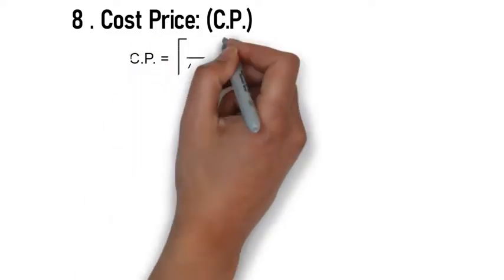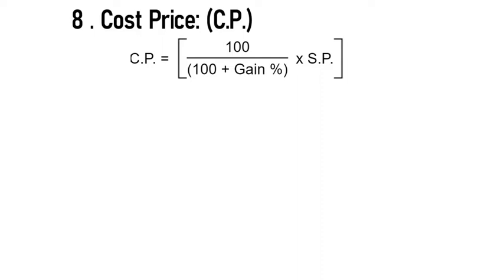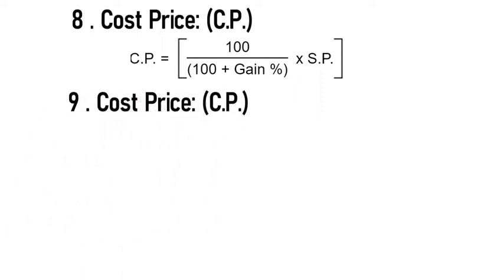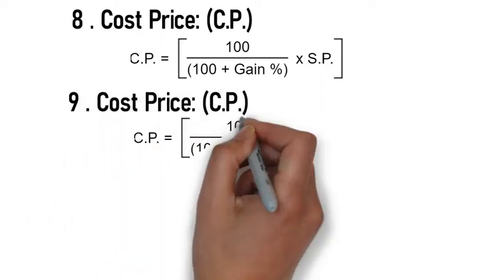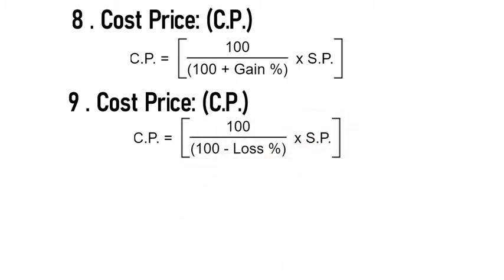Cost price, CP. CP equals 100 by (100 plus gain percent) into SP. Cost price, CP. CP equals 100 by (100 minus loss percent) into SP.